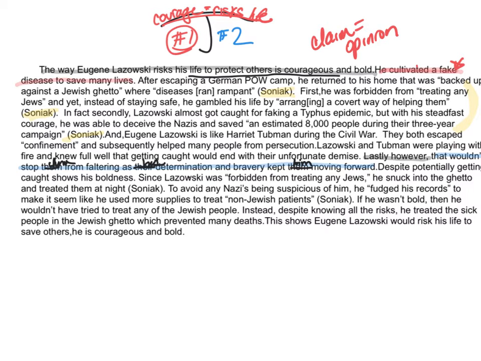The way Eugene Lazowski risked his life to protect others is courageous and bold. By cultivating a fake disease, he proved his bravery. How is he courageous? By cultivating a fake disease. So you can see the same ideas are there. It just needs to focus more on opinion.